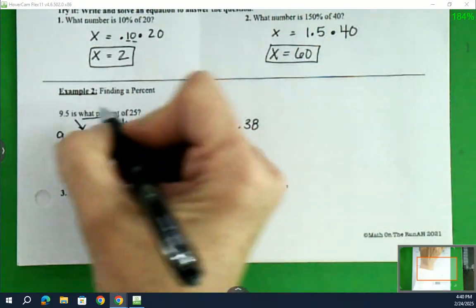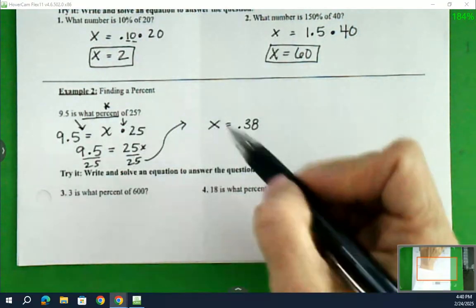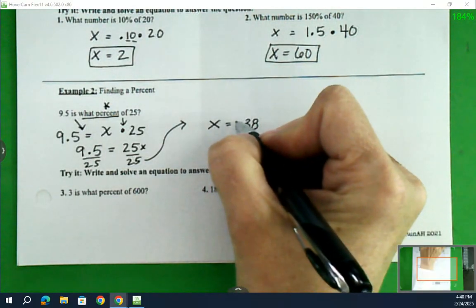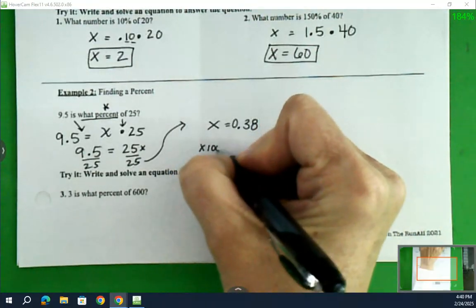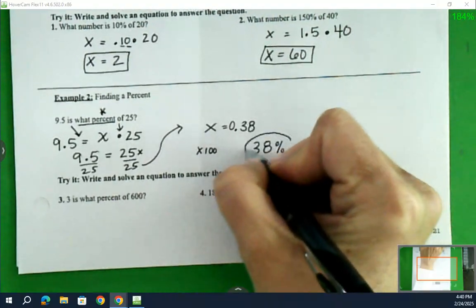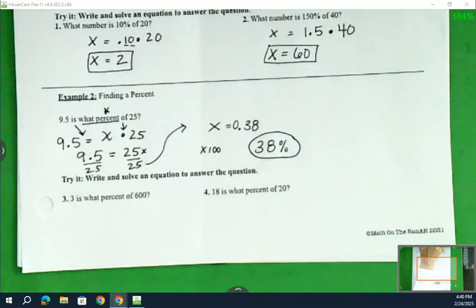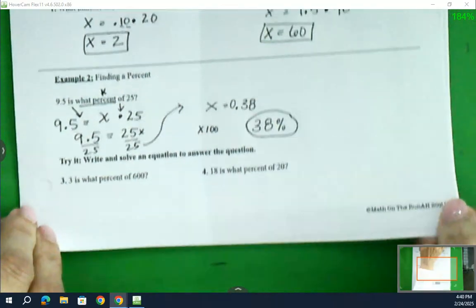Now, that is the decimal. We are asked for the percent. When you have percent equations, you actually have to convert your decimal answer to a percentage. So we're going to multiply by 100, and we get 38% for that decimal answer. Okay, pause this video and try numbers 3 and 4, and then turn it back on to check.